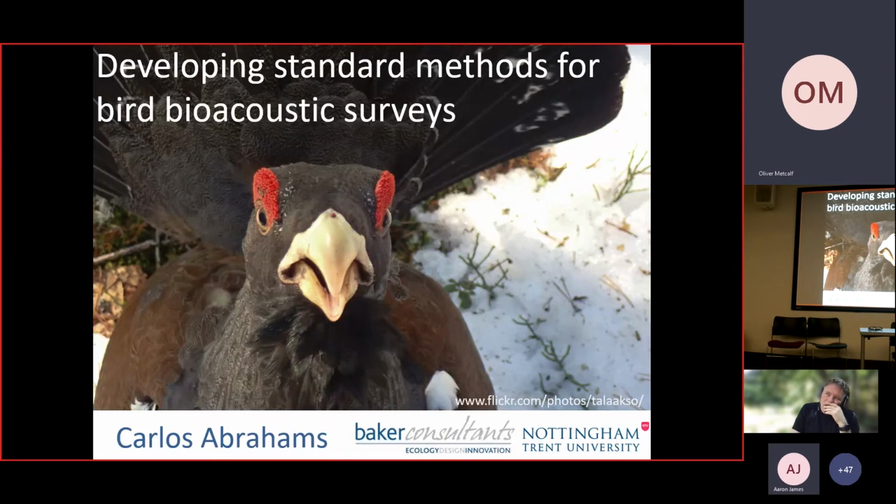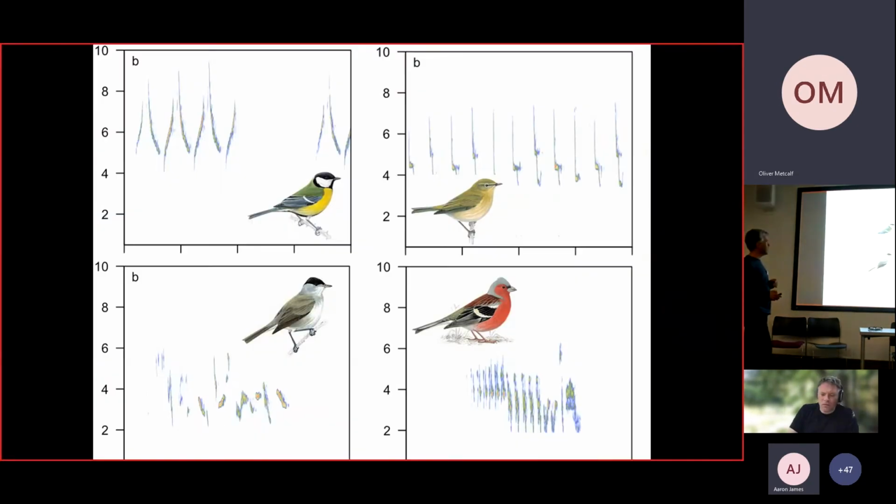And back in 2015, 2016, I did some work with the Forestry Commission and RSPB up in Scotland to see whether we could use acoustic approaches to monitor this species and see how it was doing in its breeding grounds in the forests.